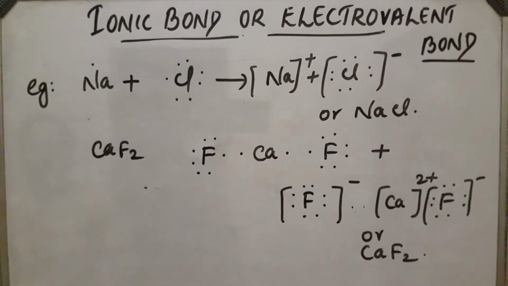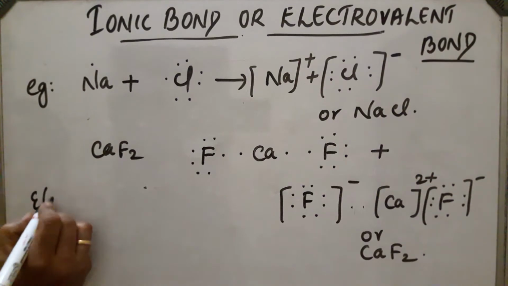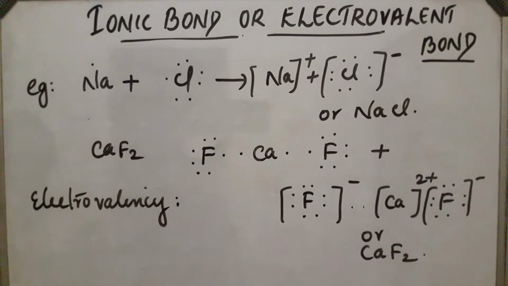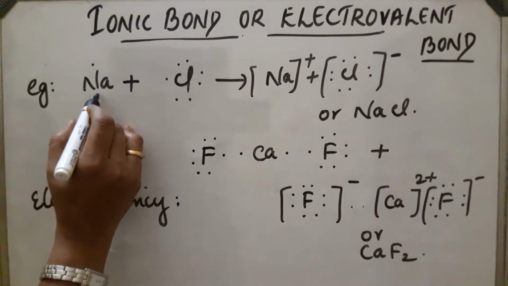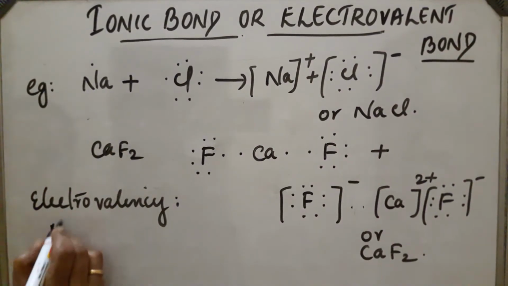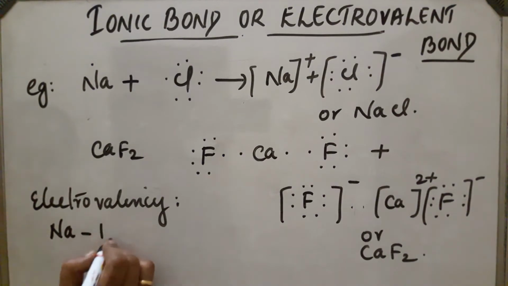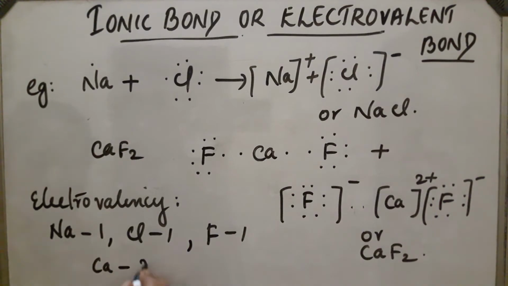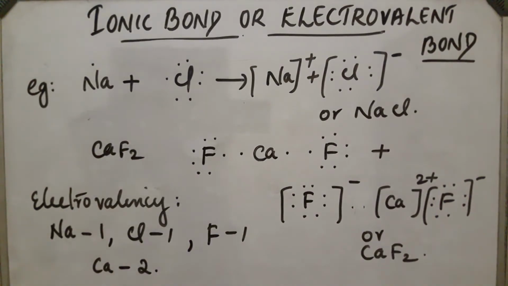Okay, now what is meant by electrovalency? Electrovalency means the number of electrons an atom gains or loses during the formation of an ionic bond. So here sodium loses 1 electron, that means the electrovalency or valency of sodium is 1. Chlorine also has valency 1. Then fluorine also has valency 1. What about calcium? Calcium loses 2 electrons, so it gets valency 2. So this will be the electrovalency.